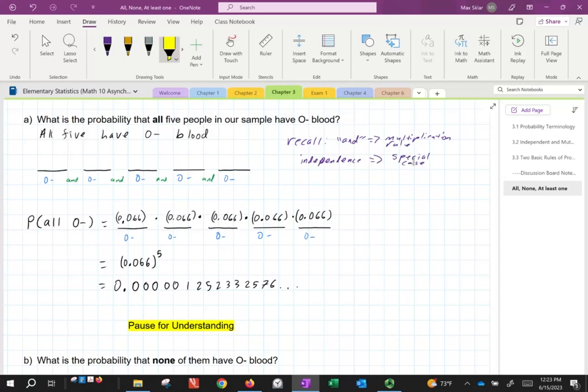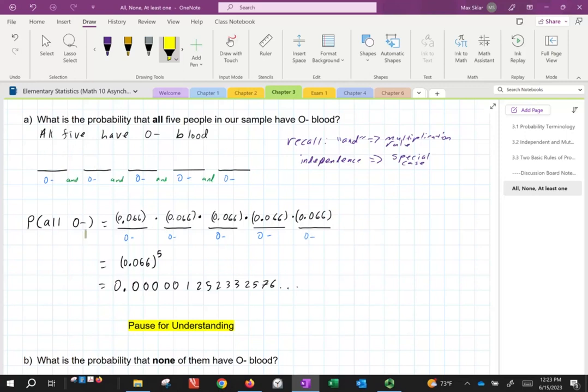The independence says that we can use this special case, which means we just need to think about the probability of the first event occurring and the second. So what is the probability that the first person has O negative blood and the second person has O negative blood and the third person? I don't need to worry about what happens, what's the probability of the second person having O negative blood given that the first person has O negative blood.